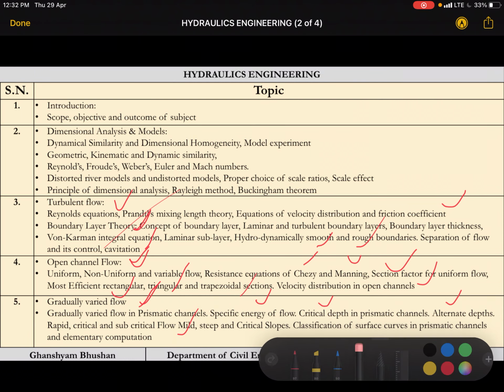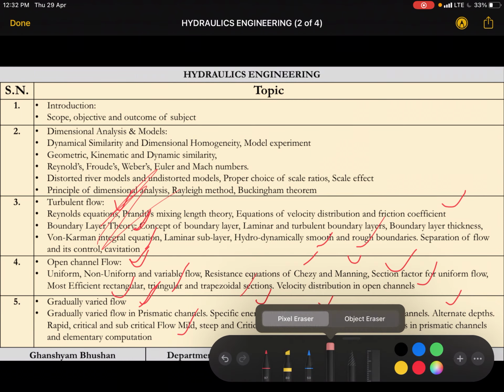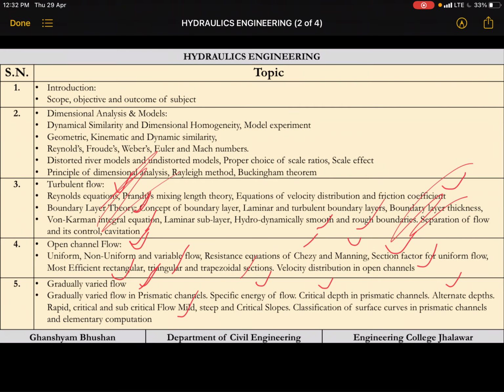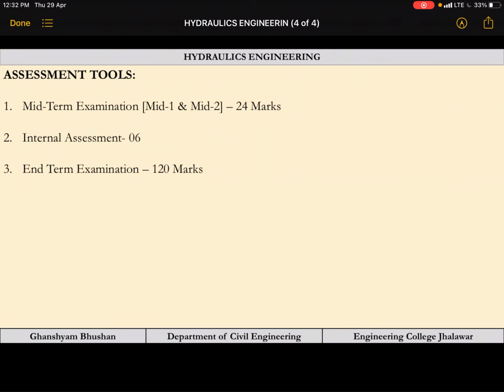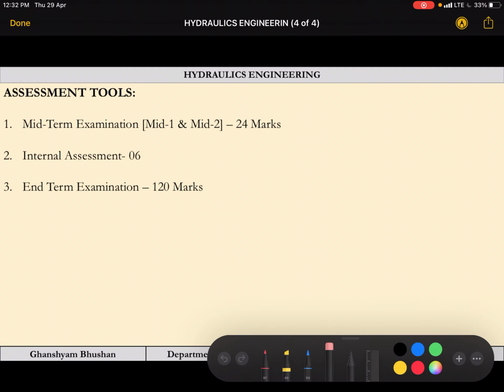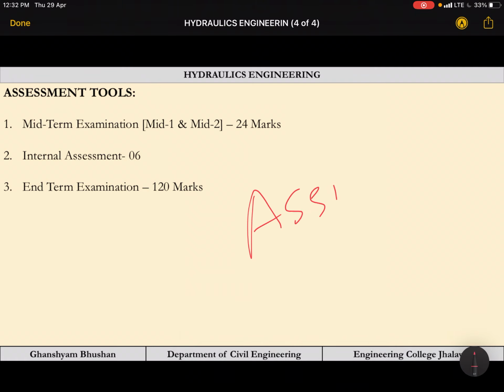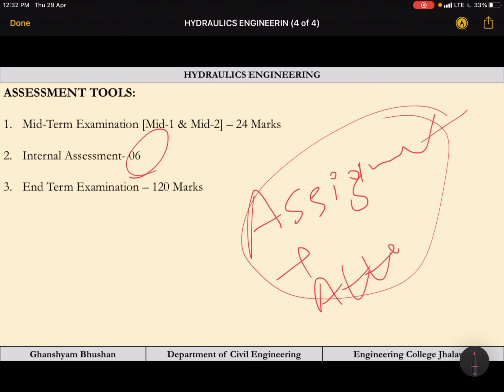Now we are going to see how you are going to be assessed. So assessment tools are there. 2 midterms will be there. Both midterms combined will be of 24 marks. 6 marks is for internal assessment, that is assignments and your attendance. So these both combined will be of 6 marks, and the end term will be of 120 marks.